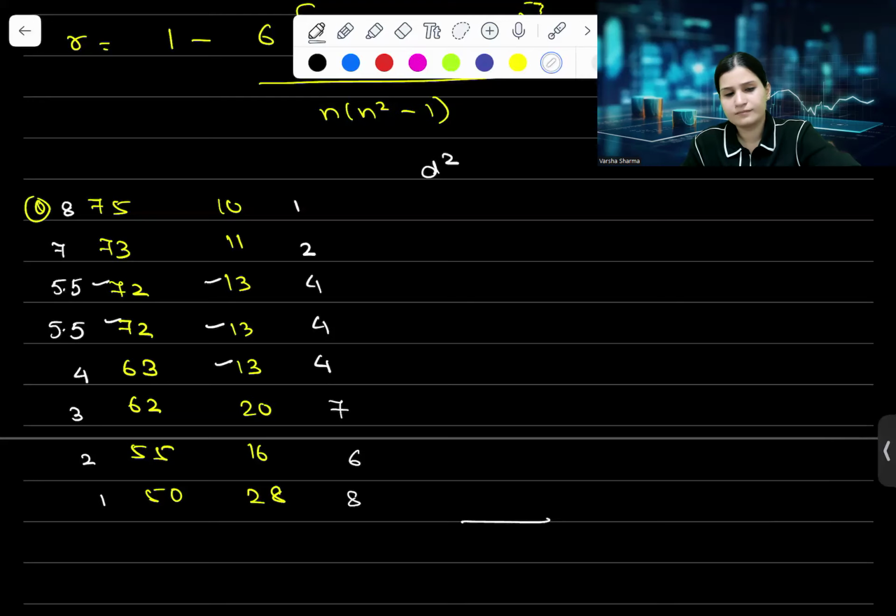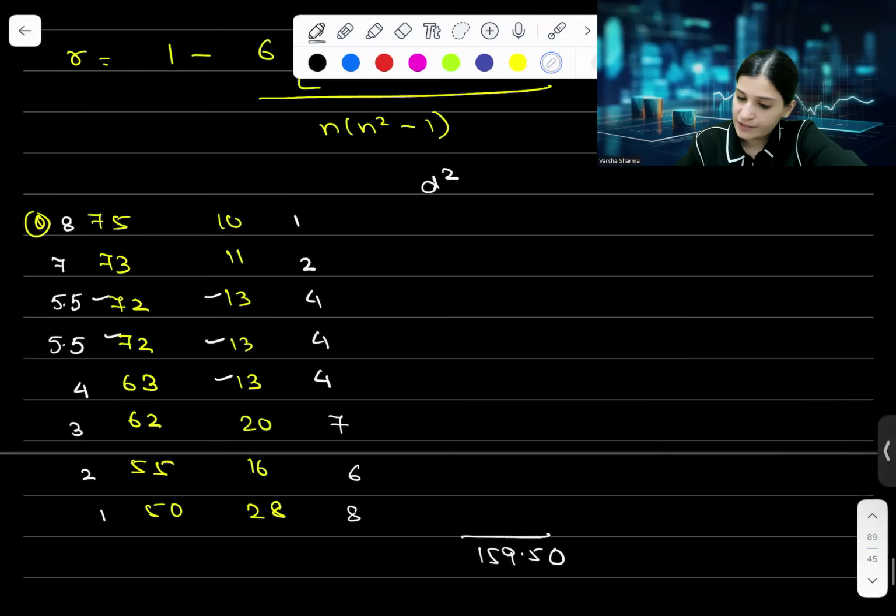161.5. No. Ma'am, 159.5. Yes. 159.5. This is what you should have got. Yes, ma'am. All of you got this answer? Yes, ma'am. Now see, this is the formula.